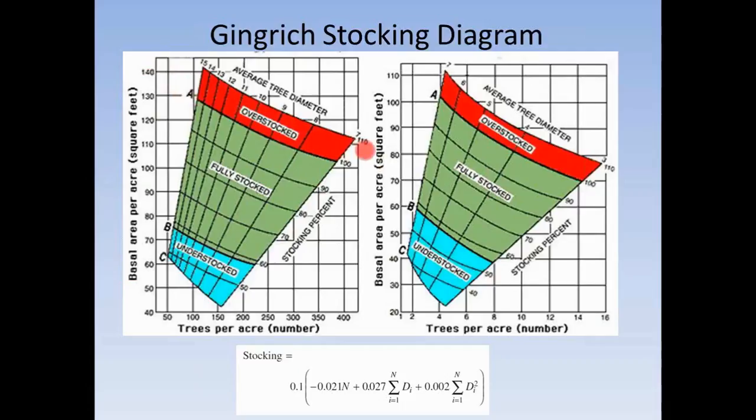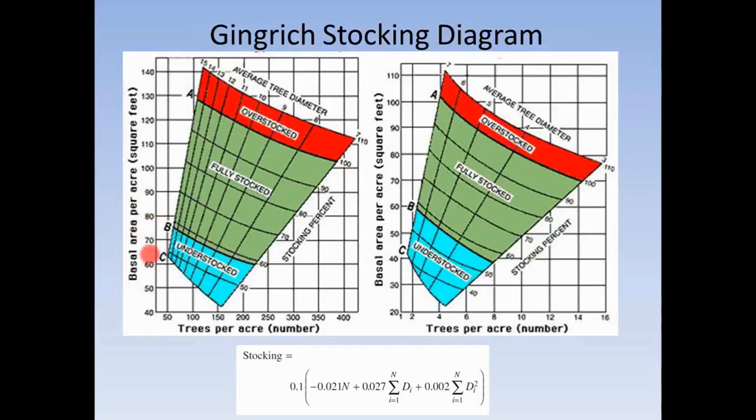Basically, after viewing enough stands, they had this idea that, yes, we can draw the A line. This is the point at which you're overstocked. Presumably, your volume increment is suboptimal. You're experiencing mortality and so forth. Then you have this green area, this fully stocked. This is typically where we want to manage within. Then here's the B line. It's done just the same way as I talked about, based on crown competition factor.